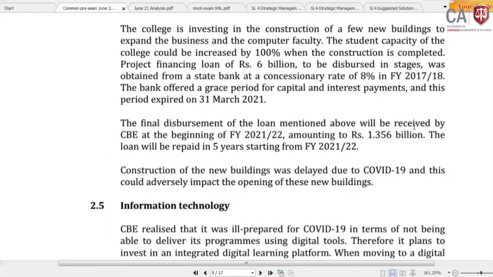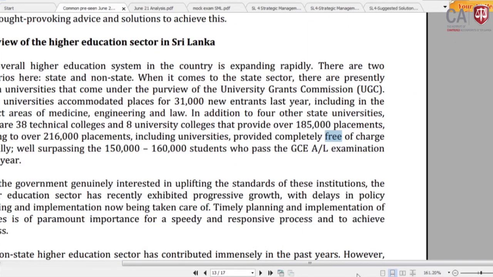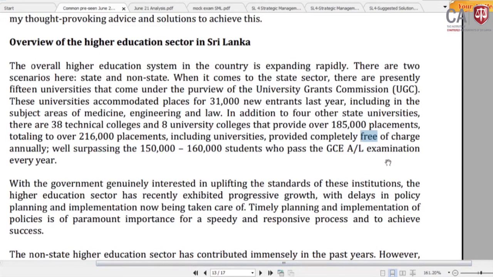If you look at this government part, the overview of the higher education sector in Sri Lanka, it talks about the government sector. The overall higher education system in the country is expanding rapidly. There are two scenarios here, state and non-state. We are coming under non-state, right? When it comes to the state sector, there are presently 15 universities under the purview of the University Grants Commission. These universities accommodated places for 31,000 new entrants last year, including in the subject areas of medicine, engineering and law. In addition to 4 other state universities, there are 38 technical colleges and 18 university colleges that provide over 116,000 placements, including university placements, completely free of charge annually.